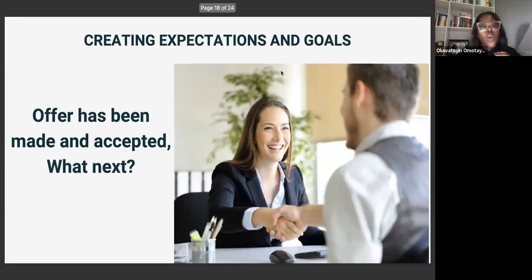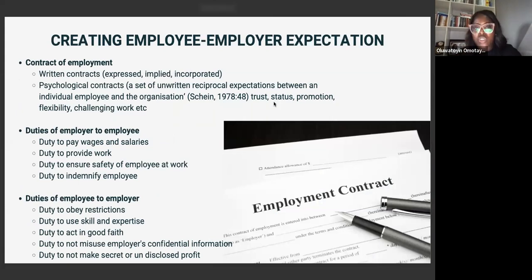Okay. All right. Now you've made an offer, and it has been accepted. What are the things that we start to look at? How do we meet expectations? Okay, there's something we'll call the contract of employment. I already talked about that, right? That's the formal offer letter that you give to the candidate.